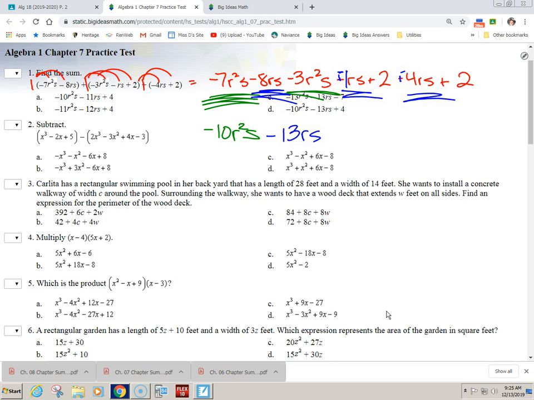And then, what else do we have? Plus 4. That's a 1 cent. My guess was D. Cool. Andrew. Wait, why did you add negative 4rs?